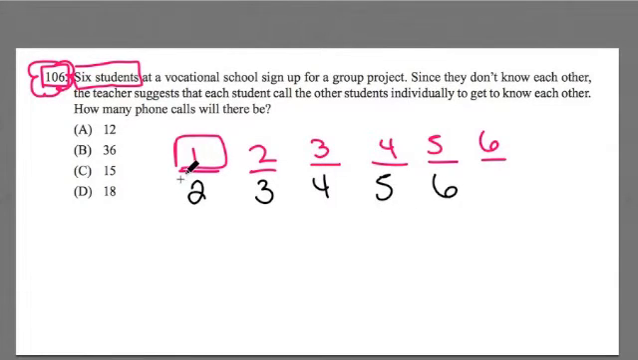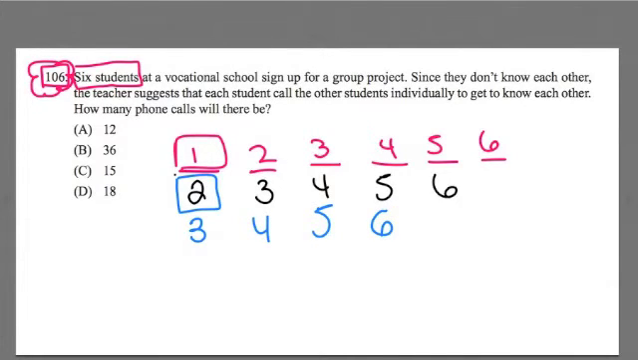Now what about person 2? How many calls would person 2 have to make? Well, person 2 already spoke to person 1, so they're going to be focusing on calling person 3, 4, 5, and 6. And then they're done with their calls.